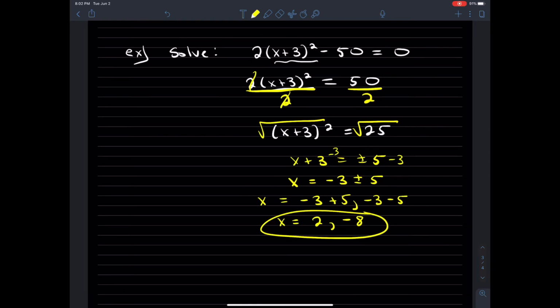The next video will play off of this method of extracting the root and show you how to complete the square. Okay, be sure to watch it.